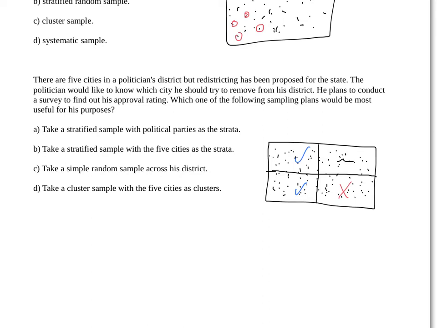B, take a stratified sample with 5 cities as the strata. Oh, okay, so he has 5 cities. It does say 5 cities. Apparently I can't read very well. Assume that these are 5 blocks.